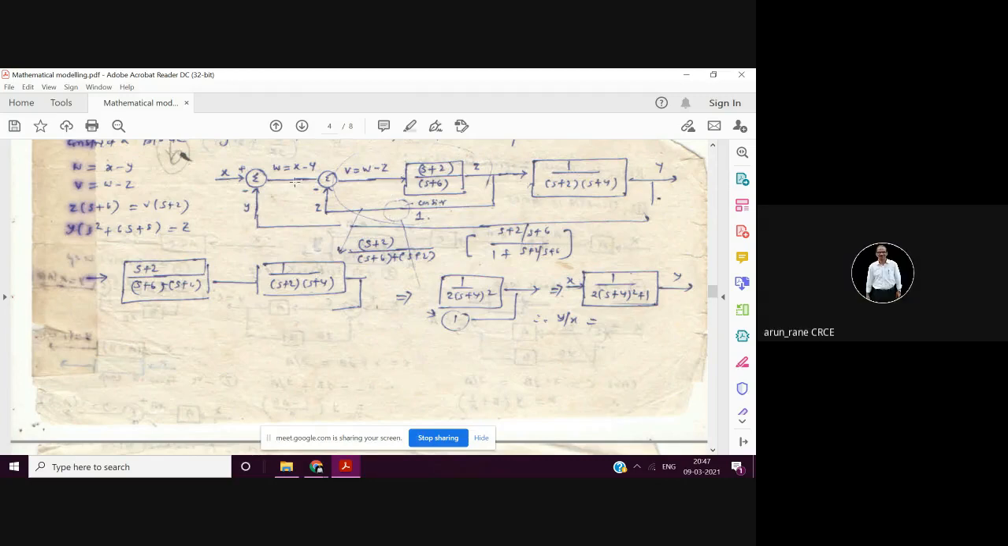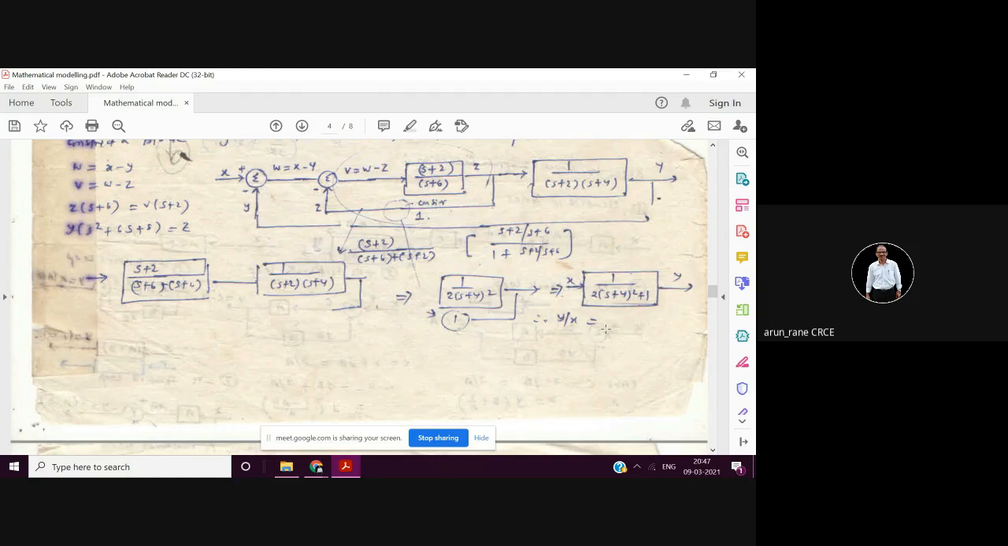Then this and this are multiplied, isn't it? Now this whole thing will disappear, and instead of that only one block will come, that is nothing but 1 upon 2 into s plus 4, the whole square. Now with this you add one block of unity feedback, that is from here to here, one.